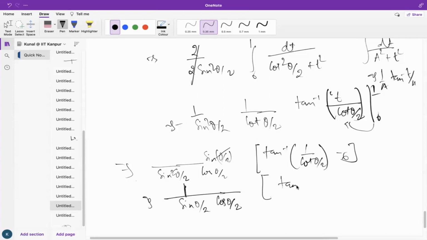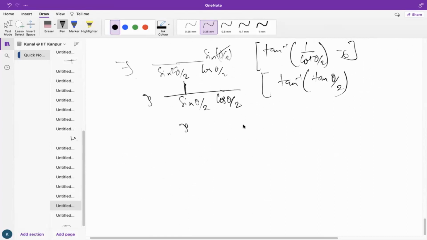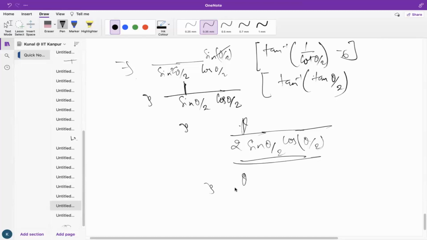And when we solve, what we get? Cot theta by 2, when we take the inverse, we get tan theta by 2. And after solving it, we get tan theta by 2 sine theta by 2 cos theta by 2. We are using the inverse trigonometric function concept here, and we know that this whole value is equal to sine theta. So our final answer is theta by sine theta.